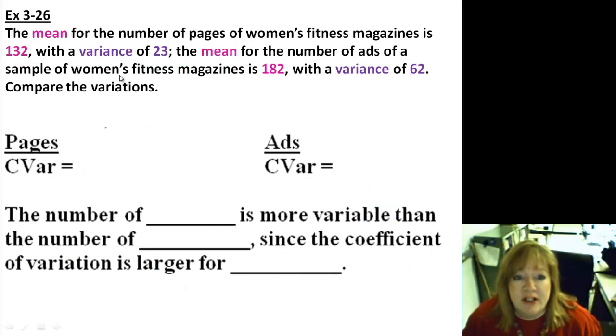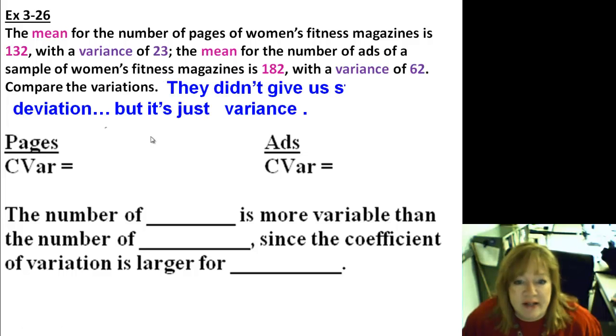So let's take a look at the next one. The mean number of pages of women's fitness magazines is 132, with a variance of 23. The mean number of ads in the sample of women's magazines is 182, with a variance of 62. Compare the variations. And you say, wait a minute, they didn't give a standard deviation. But it's just the square root of the variance. So all I have to do is take the square root of the variance. Remember, that is the standard deviation. So for the pages, we'll take the square root of 23 over 132.